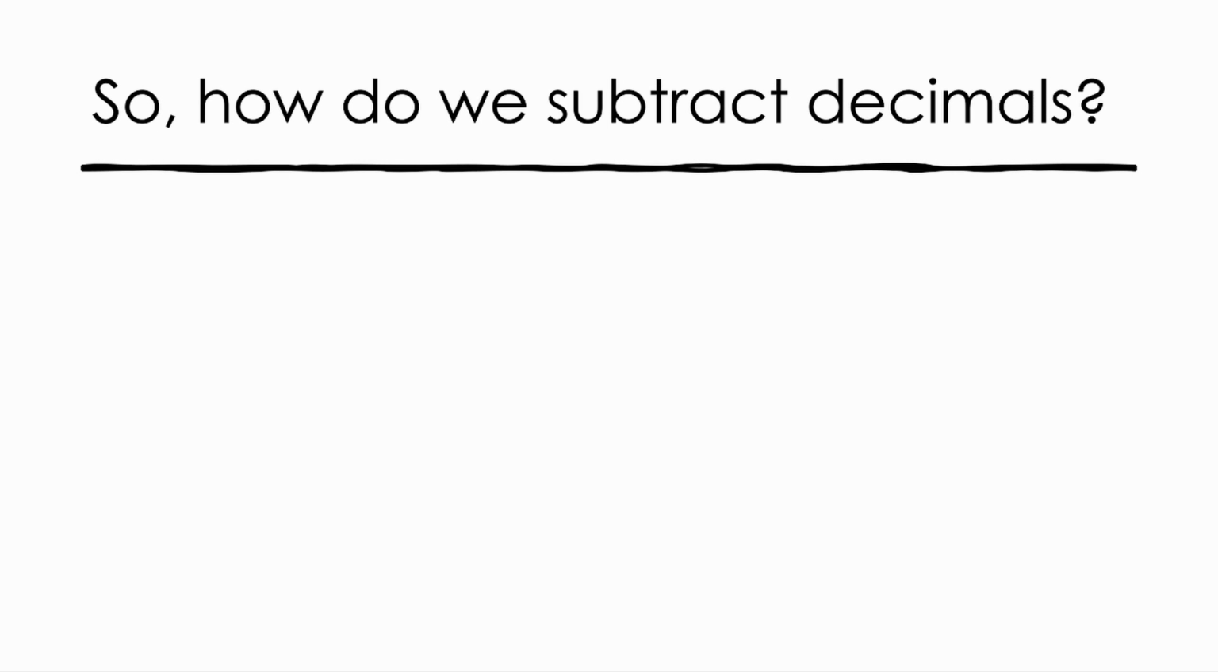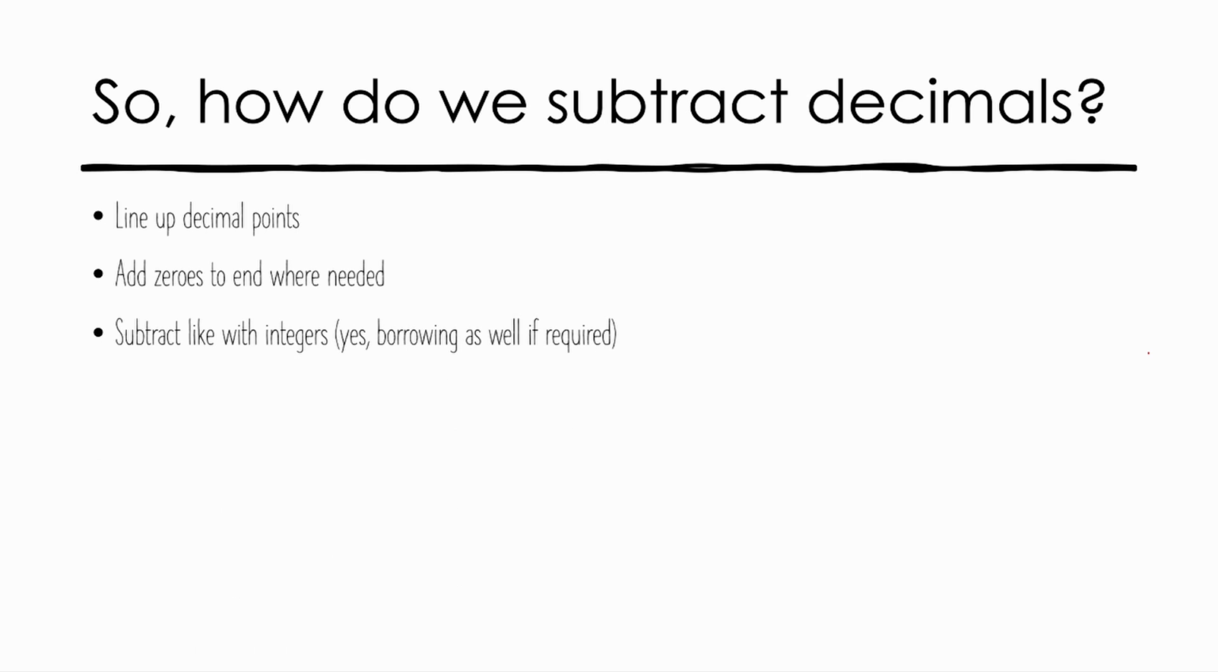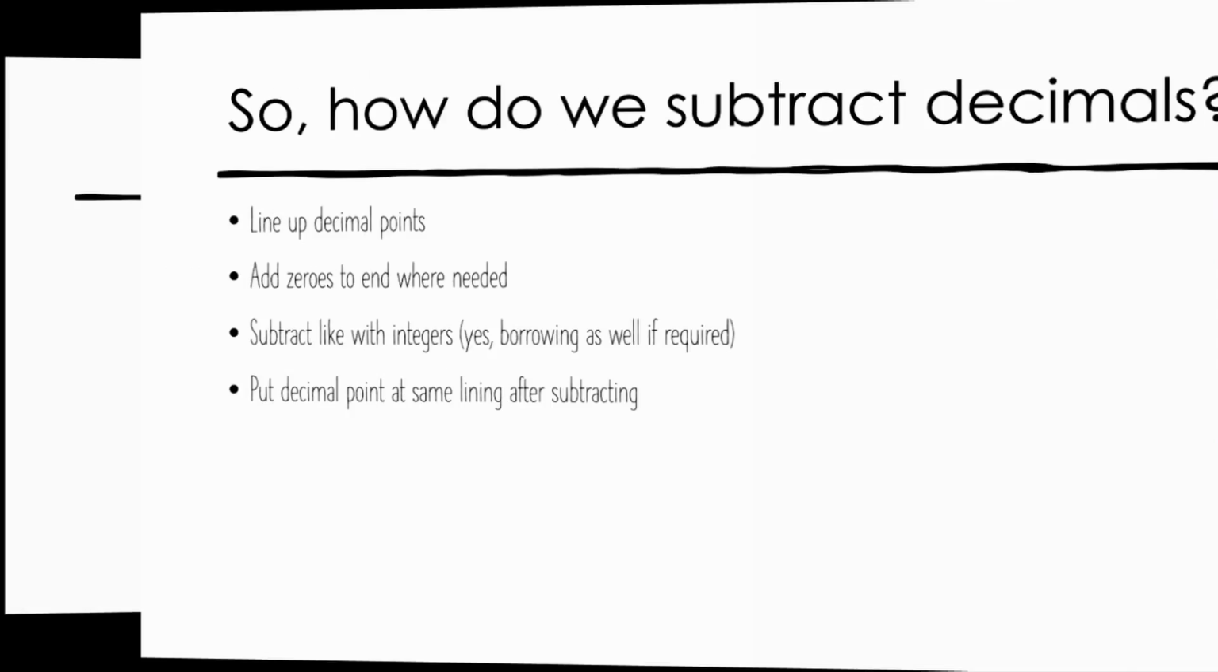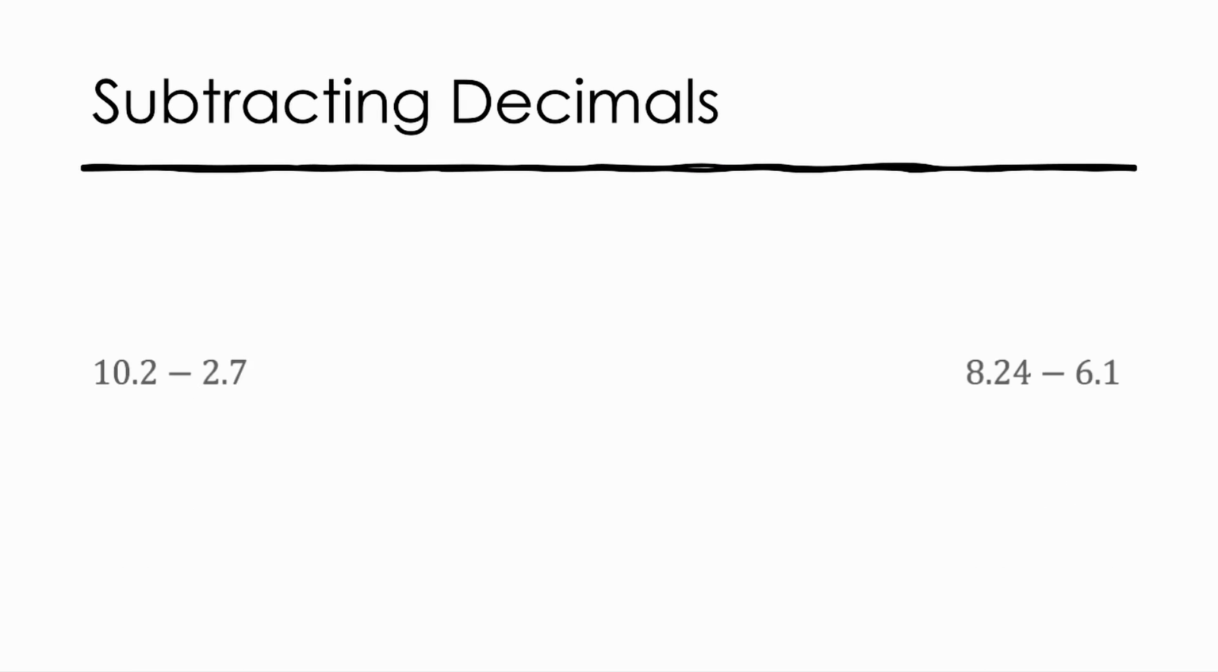How do we subtract decimals now? Well, it's basically the same as adding, except now we're subtracting. First, we line up the decimal points, then we add the zeros to the end where we need to, and then we subtract like we do with integers, and borrowing if required. And then we put the decimal point at the same area after subtracting. So let's try some examples.